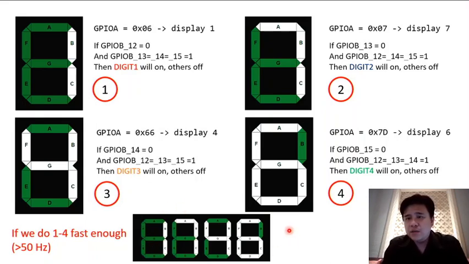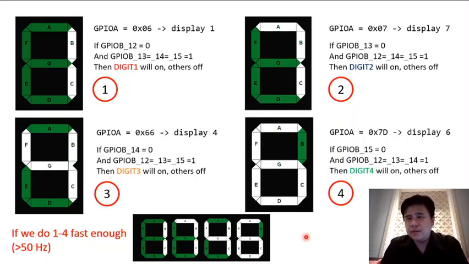Why? Because your eye cannot detect anything that changes more than 50 times per second. In this case, if you create your software to display 1746, 1746, 1746 at digits 1, 2, 3, and 4, and you create this loop very fast, then everything will appear to us as 1746 like this.